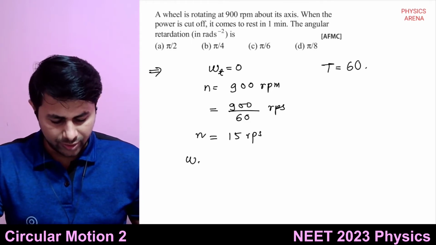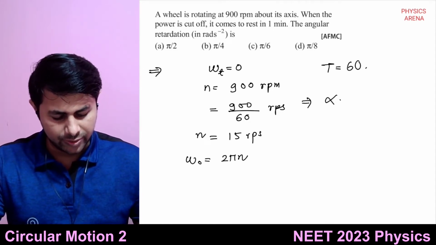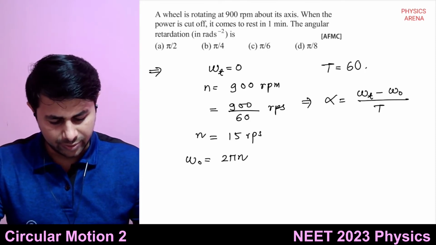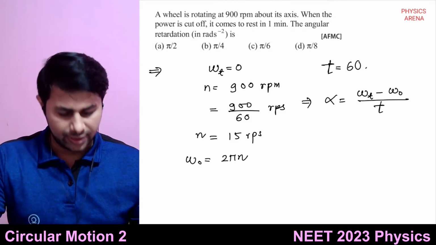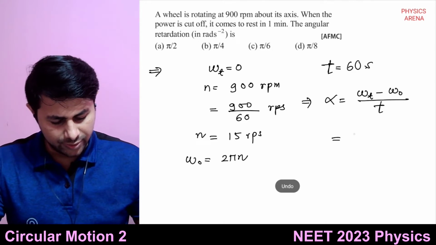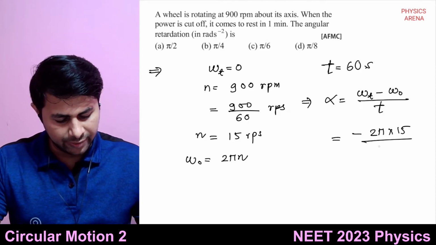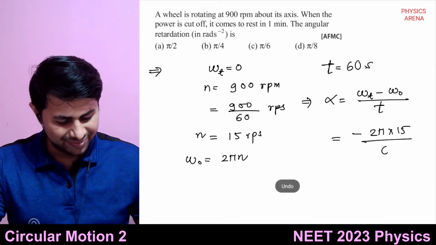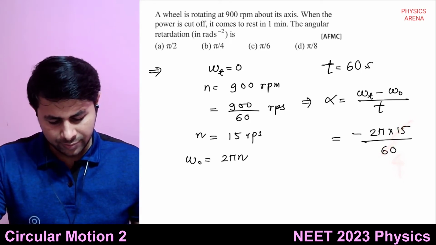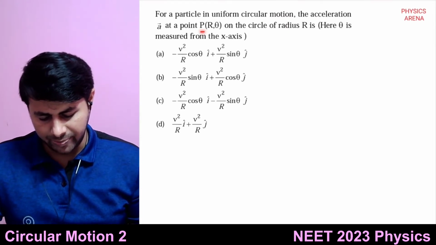So omega naught is equal to 2 pi times n, right? So then alpha will be equal to omega t minus omega naught divided by the time. It comes to rest in 60 seconds. So let's substitute the values. Omega t is 0. It is minus of omega naught, which is 2 pi multiplied by 15, divided by 60. What's the answer? Pi by 2.